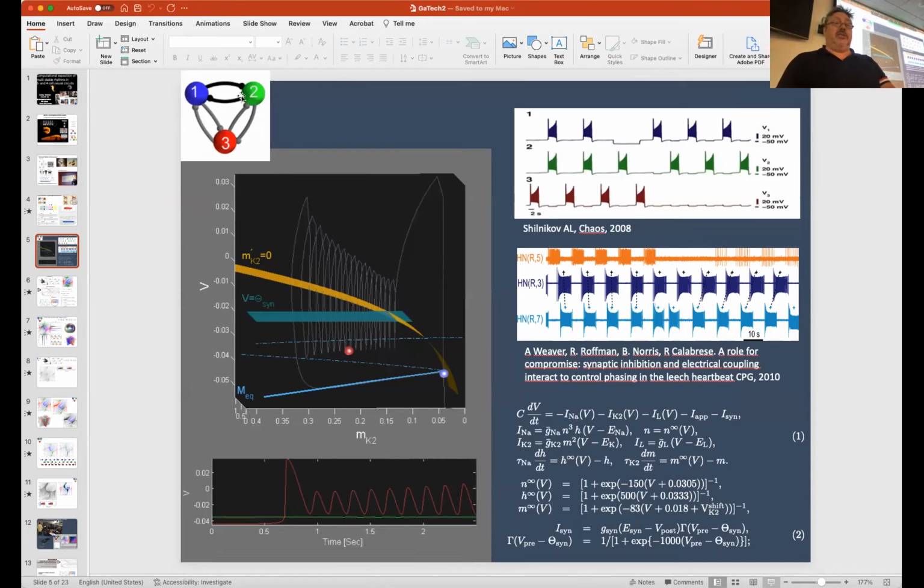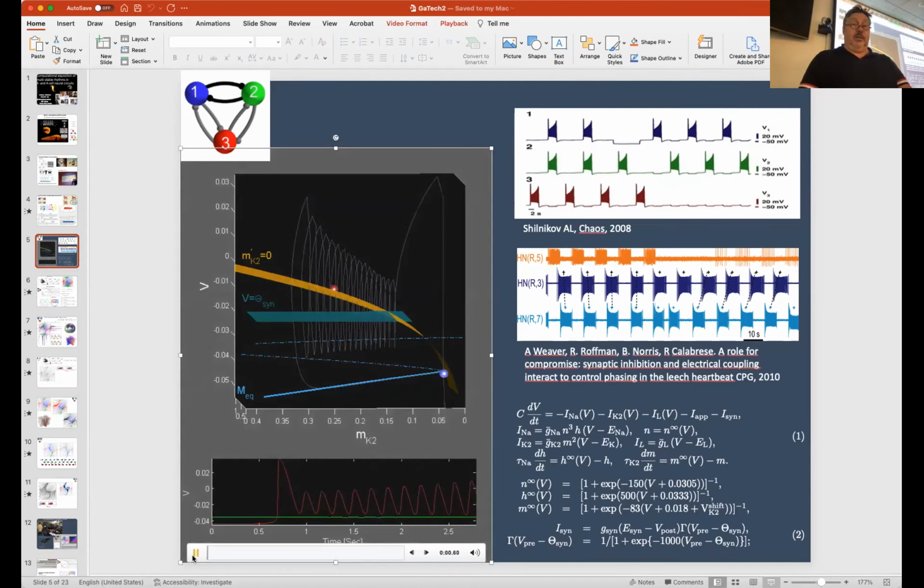So we consider this three-cell network. Each cell, blue, green, and red, is an endogenous burster. So basically they generate these voltage traces, right? You can see this: spikes of activity followed by the quiescent period. So nowadays, we don't just show the equations. We show the equations, but we also show movies.